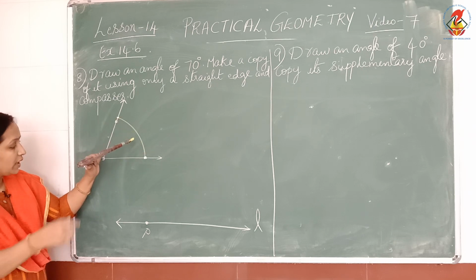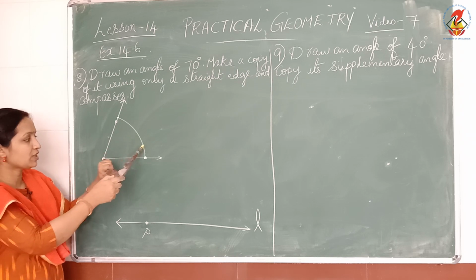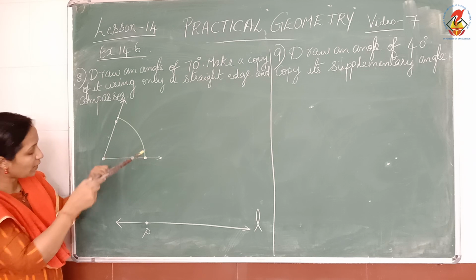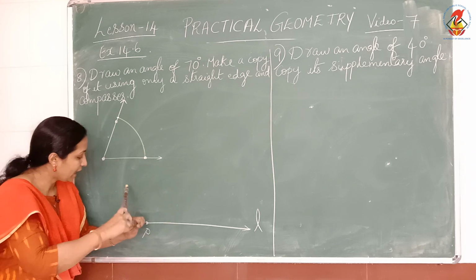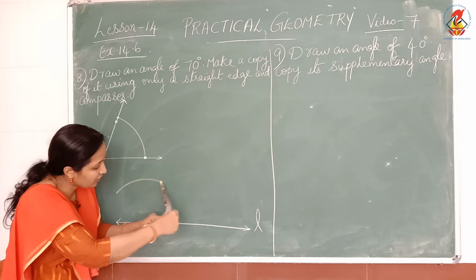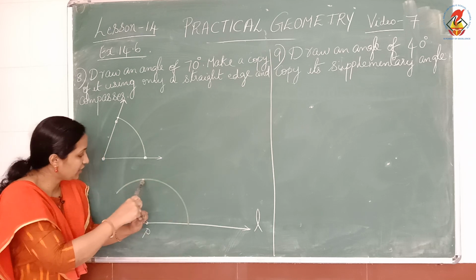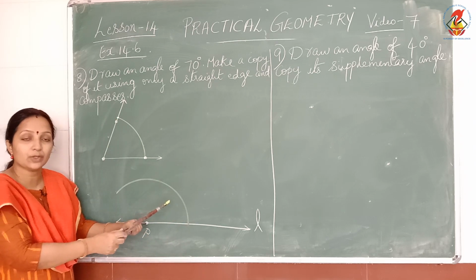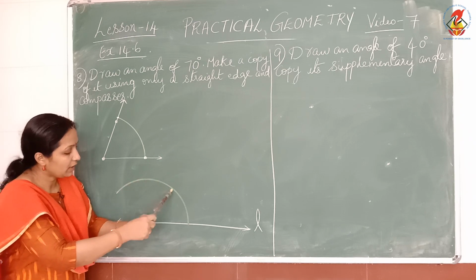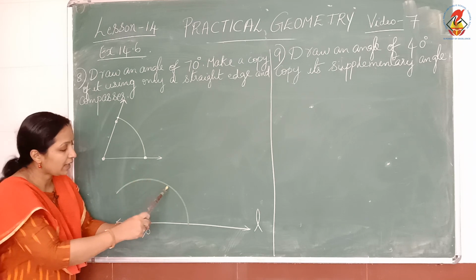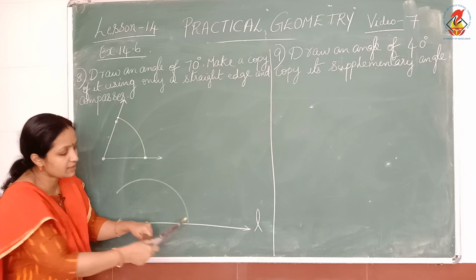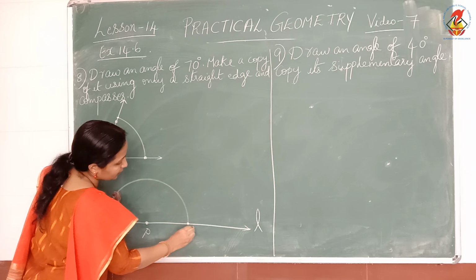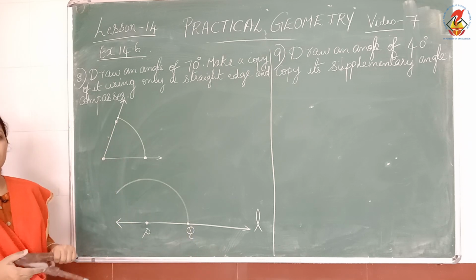Okay. So now after drawing this arc, without changing the compass measure, place the pointer of the compass at P and draw one arc which intersects the line L at one point, and I am giving this as Q. Any letter you can give.